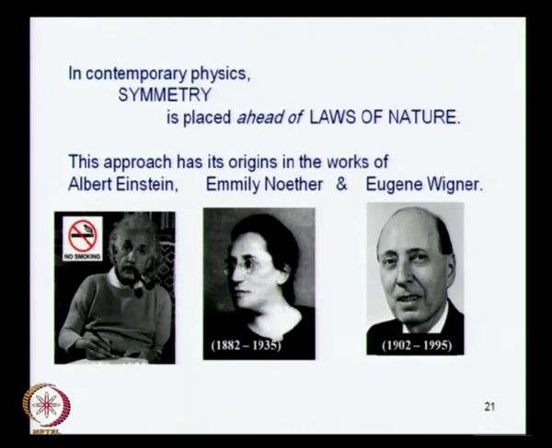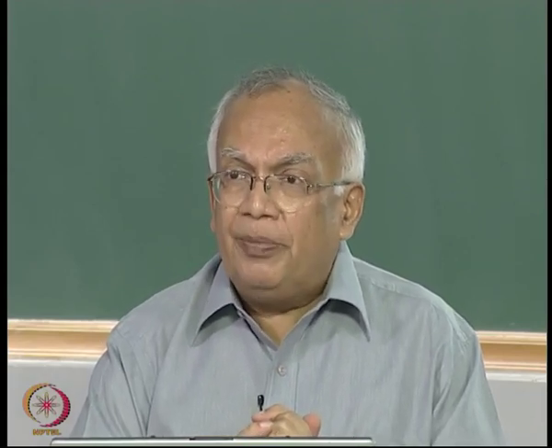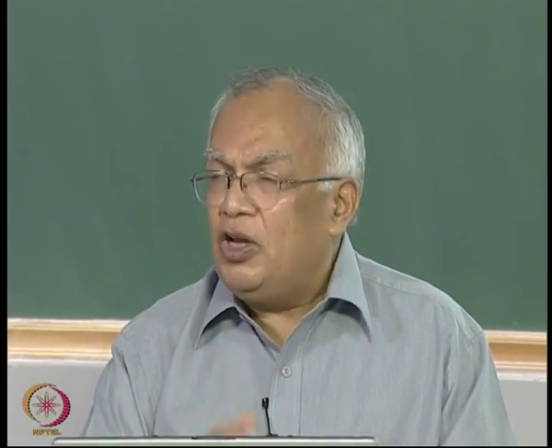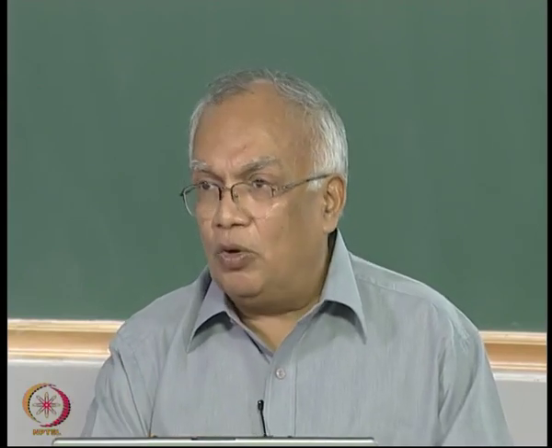And what is done in contemporary physics is that symmetry and invariance are placed ahead of the laws of nature. This approach began with Albert Einstein once again through his analysis of the laws of electrodynamics, and then was very rigorously formulated in a very famous theorem named after Emmy Noether. It is known as Noether's theorem, and was very lucidly explained by Eugene Wigner using group theoretical methods. So, this whole approach has very fascinating applications in modern physics, which is part of the reason I have chosen to develop this branch of classical mechanics following this particular route. And you will see these connections between symmetry and conservation laws as, I won't say a central theme, but certainly one of the main backbones of this course.